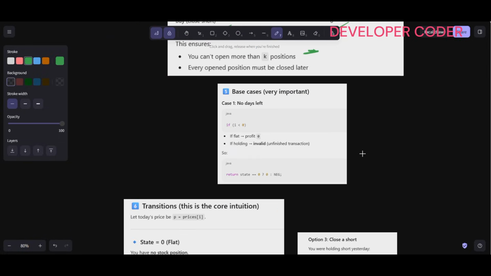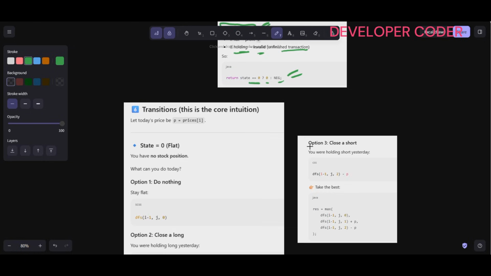Okay. So now here are some base cases. If your I value is less than 0, we are running the DFS in the backward direction. So when I is less than 0, if flat, then profit is equal to 0. And if you are holding, then it is an invalid, unfinished transaction. So here, if the state is equal to 0, return 0, otherwise return a very small negative value. Invalid.